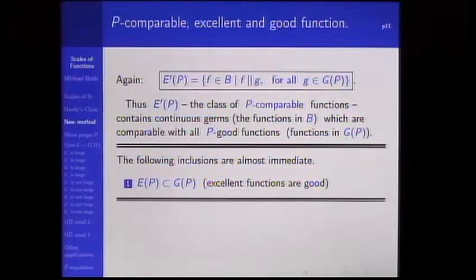The following conclusions are almost immediate. In fact, they are immediate. Excellent functions are good. Indeed, an excellent function belongs to the intersection of all maximal P scales. But the intersection of P scales is again a P scale, since a P scale is closed under certain operations and the intersection of such objects is again an object of the same kind. So the class of excellent functions, the intersection of all maximal P scales, is a P scale. Therefore, every excellent function is good. It belongs to some P scale, namely E of P itself.